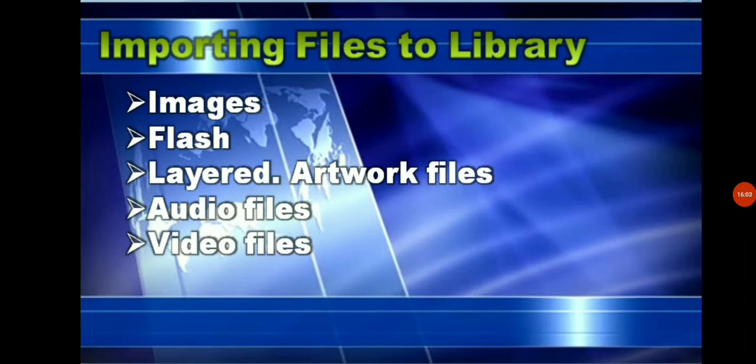Next is importing files to the library. We have five types of importing files: one is the image, second is Flash, third is layered artwork files, then audio files, and video files. These are some of the file formats you can import into your Flash CS6 library. For images: .eps, .gif, .jpeg, PNG, and TIFF. And in Flash it is SWF.